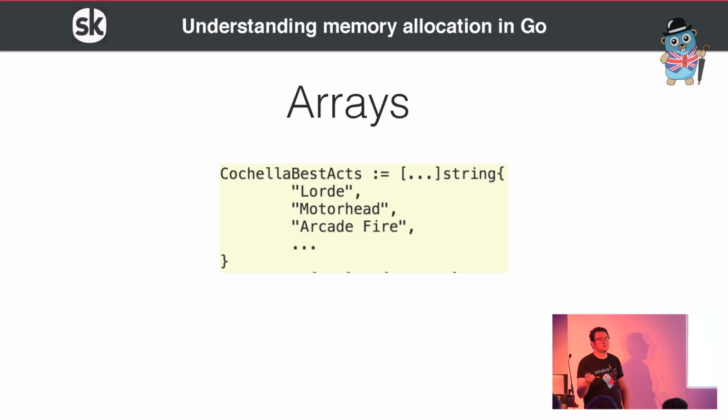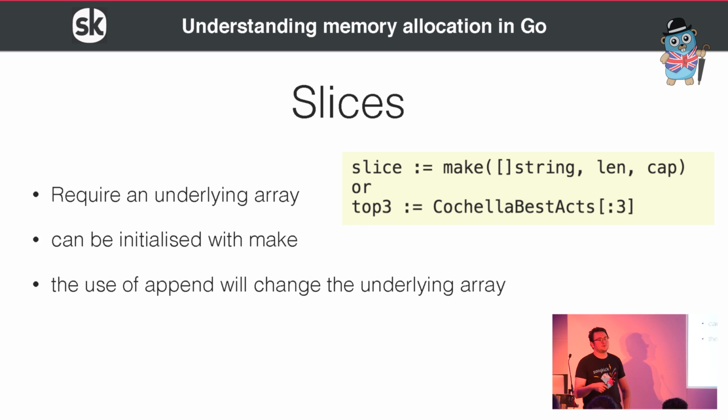Arrays are immutable, so you cannot really change them. You would create a copy if you change them. And then you have slices, which are kind of like the lists that we use in Go more consistently.